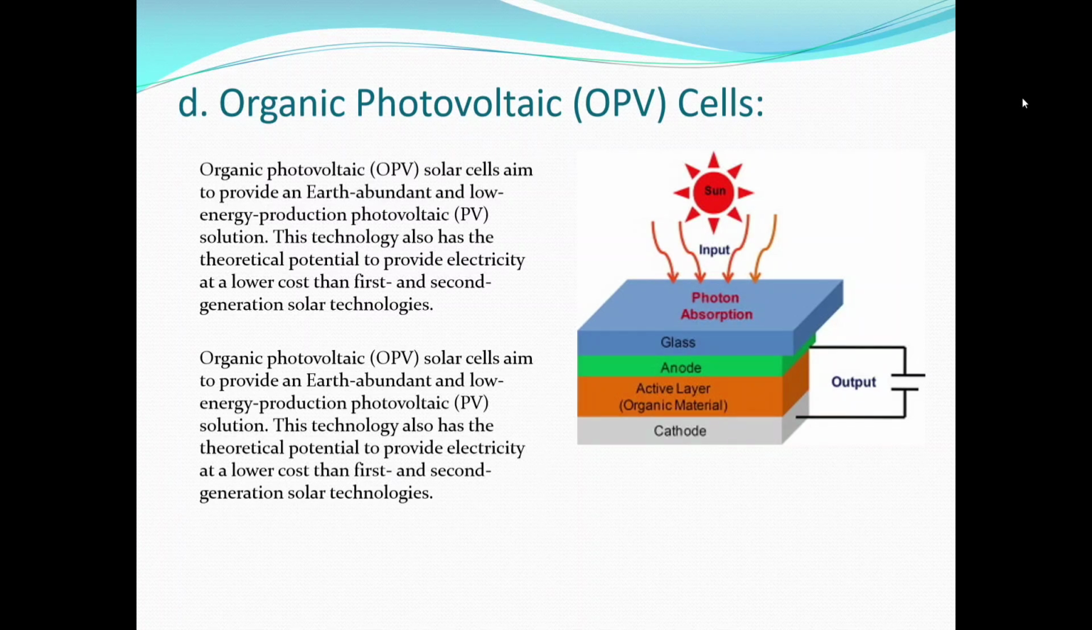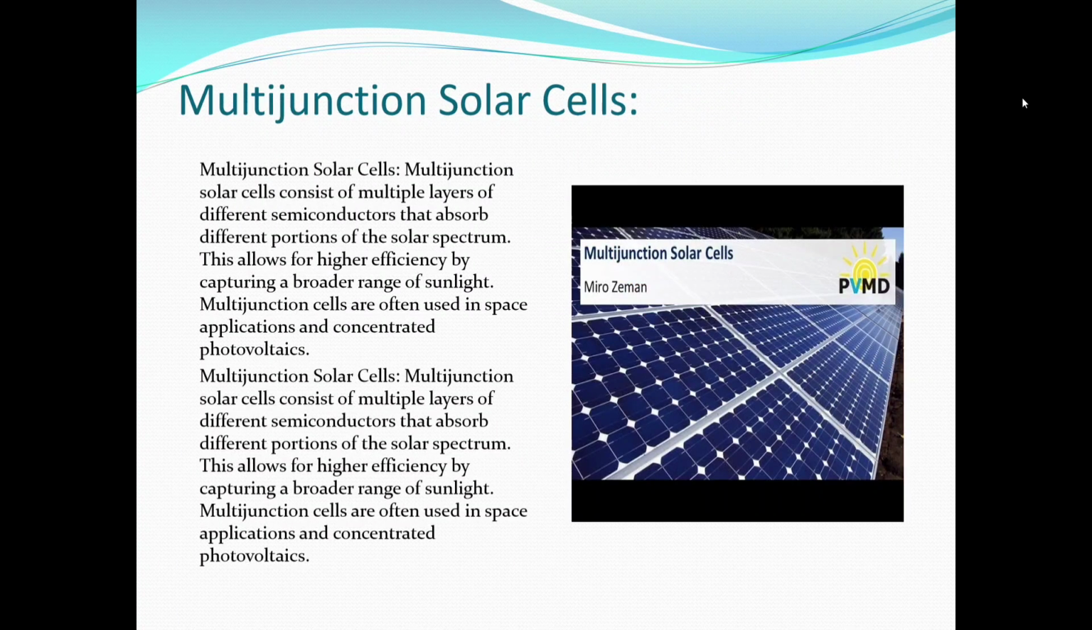Organic photovoltaic solar cells, that is OPV, aim to provide an earth abundant, low energy production photovoltaic, that is PV, solution. This technology also has the theoretical potential to provide electricity at a lower cost than first and second generation solar technologies. Let's see the multi-junction solar cells.